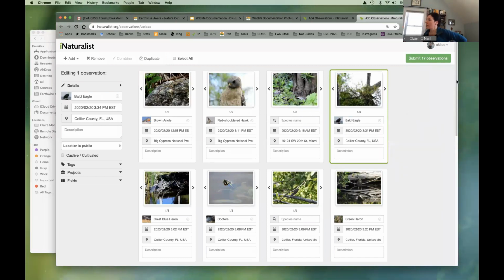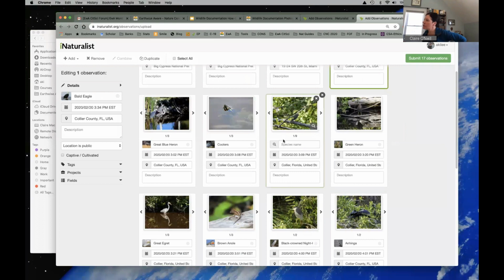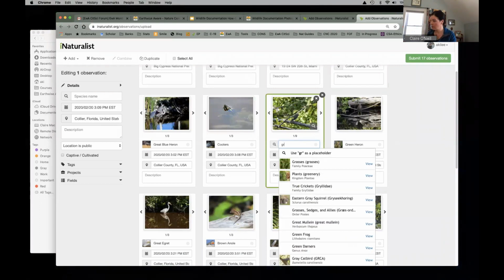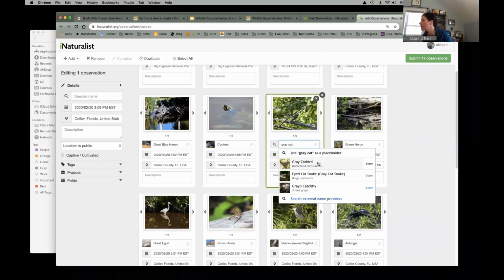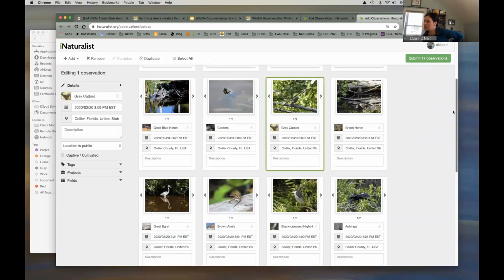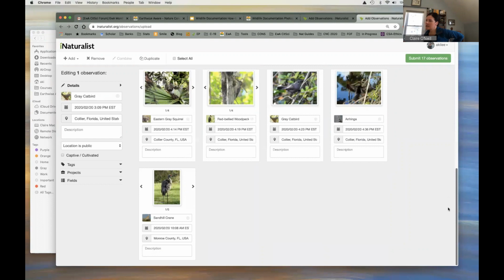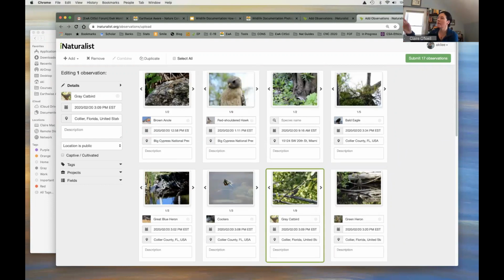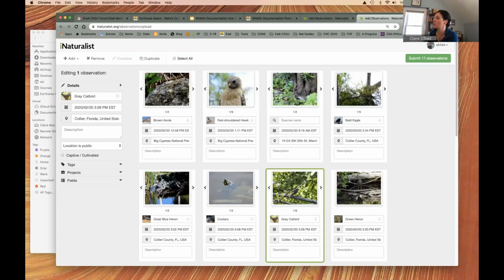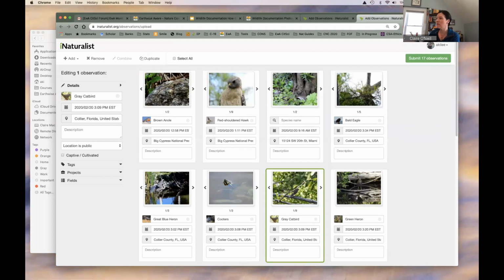Change the first picture. All right, so I have almost everything. Nope, my gray catbird is not there. Gray catbird. Something else. Everything is in. So you see, from 59 observations at the start, I have 17 observations at the end. It took a little longer because I'm talking through all of the things, but for me it's 7 minutes or something like that, because I timed myself earlier. This is roughly what it took me.